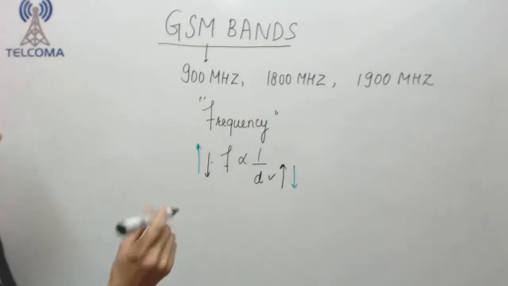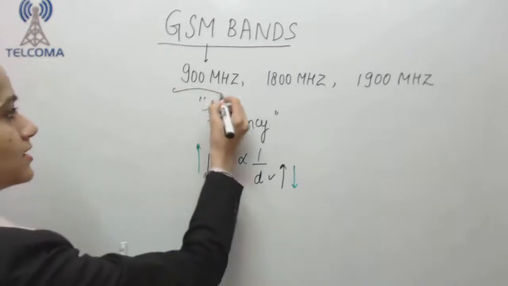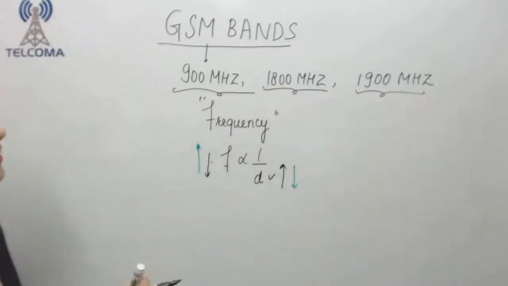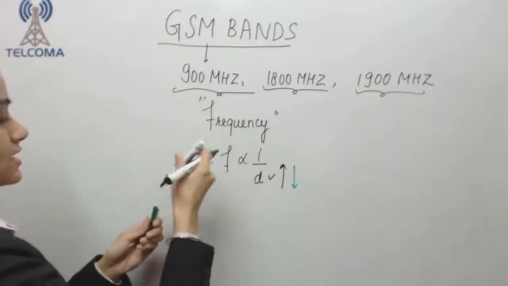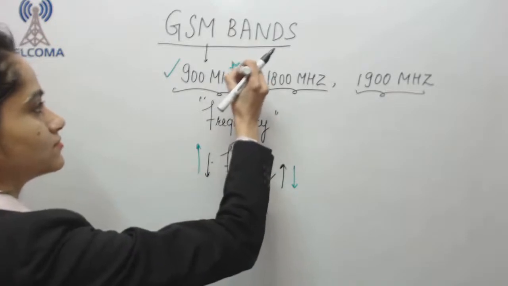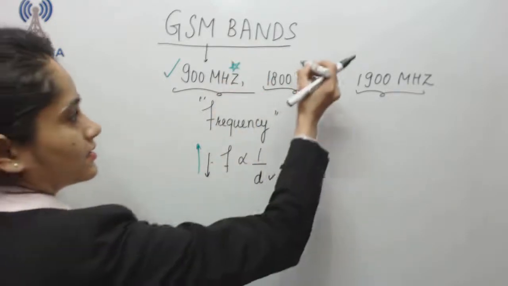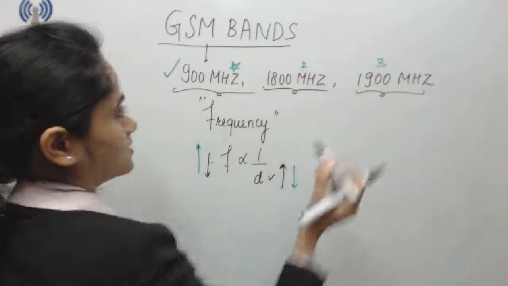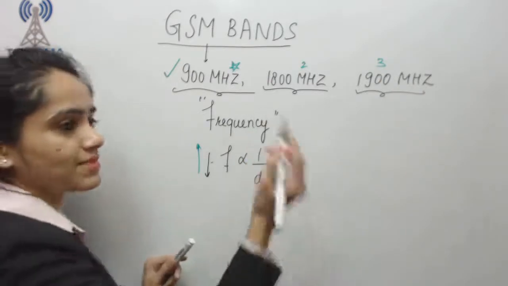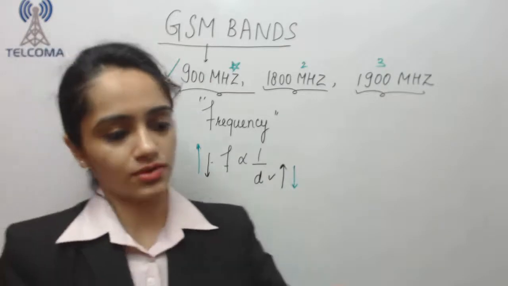As per the standards, these three bands are recommended for GSM. Lesser frequency means it will cover more distance, so this band will be preferred most, and then this, and after that this. But each and every band has some specific capacity and specific range of frequencies.